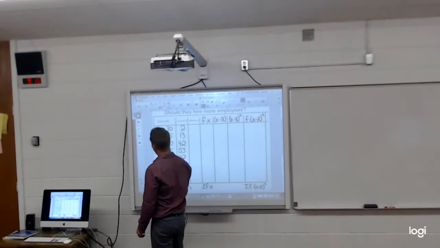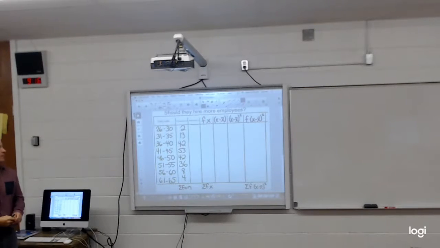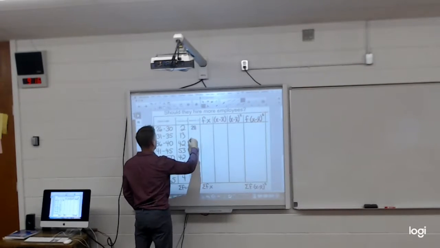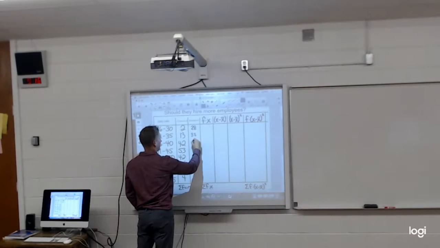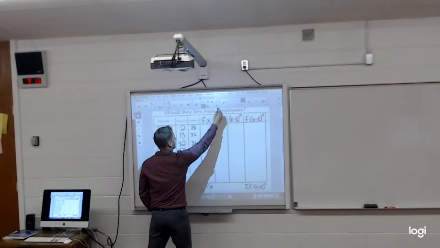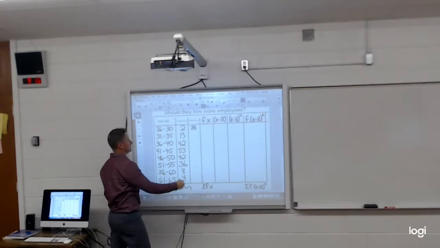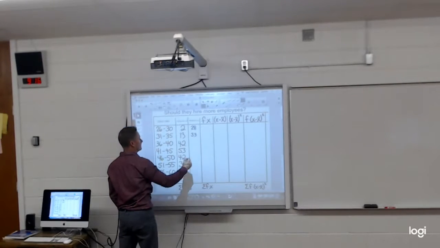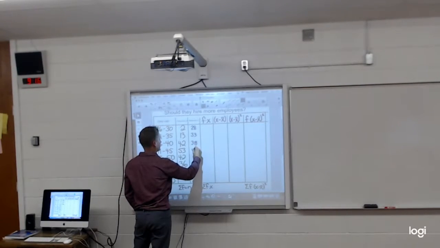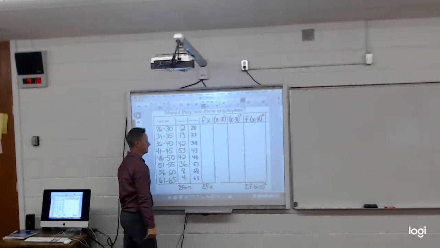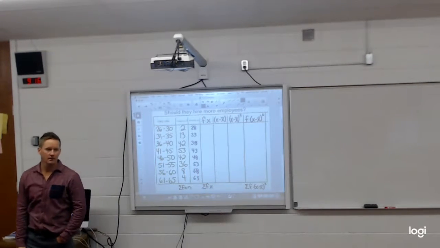Okay, so now let's get started on this. The midpoint between 26 and 30 is what? 28. So I put 28 here. And then the next one would be 32, right? Oh, sorry, I miscalculated that. 31 to 35 is 33. Then 38, so I go up by 5, right? So 43, 48, 53, 58, and 63. So far, so good? Okay?